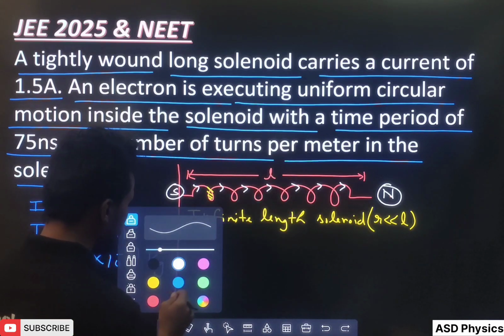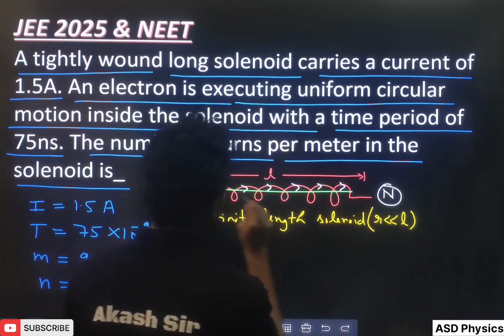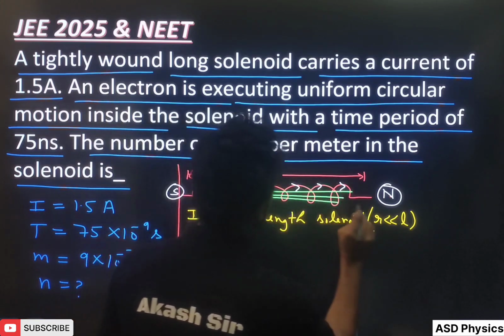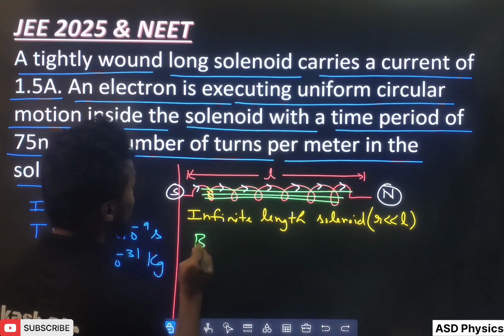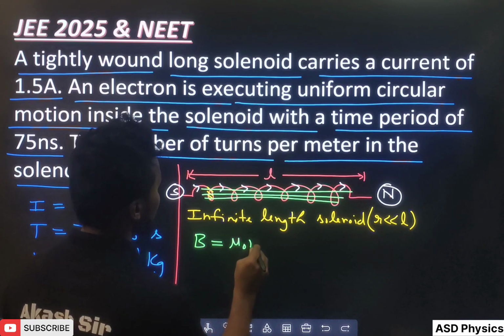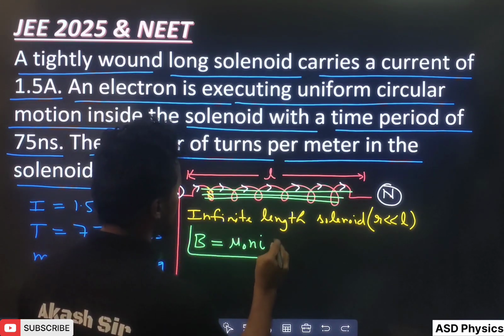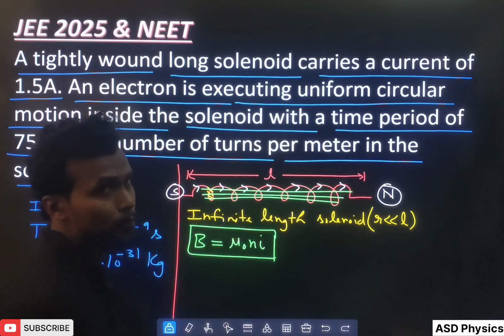Because of that, the magnetic field will come inside the solenoid. Okay, ideal solenoid means a uniform magnetic field will be there. So what is the magnetic field formula? It is given by B equal to mu naught N I. What is the formula? Mu naught N I.